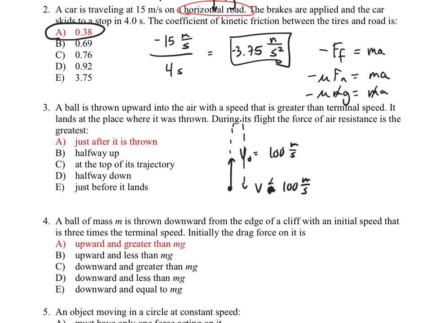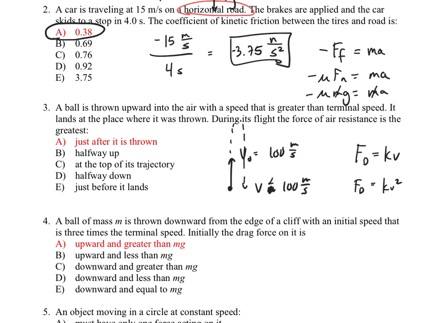So if I want to know when it has the most air resistance, well, drag force is proportional to either V or V squared. These are the two formulas we wrote down. Either way, the higher the velocity, the higher the drag force. So since the velocity was greatest in the very beginning, and it will never get back up to that velocity, it has to be just after it was thrown that it has the most air resistance.